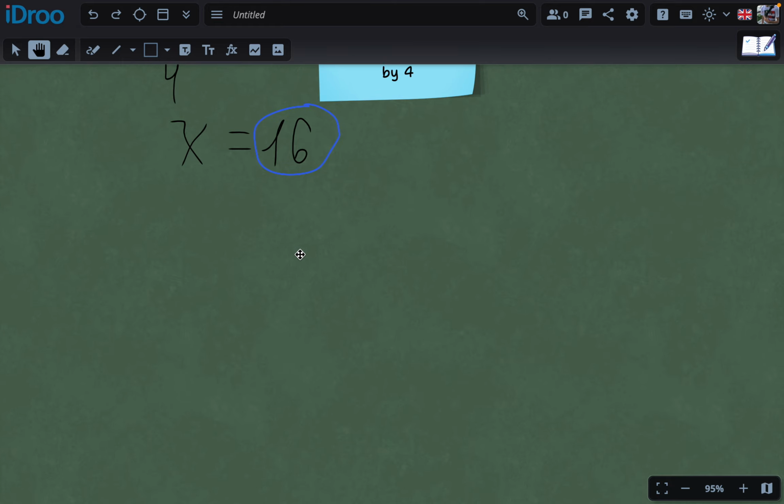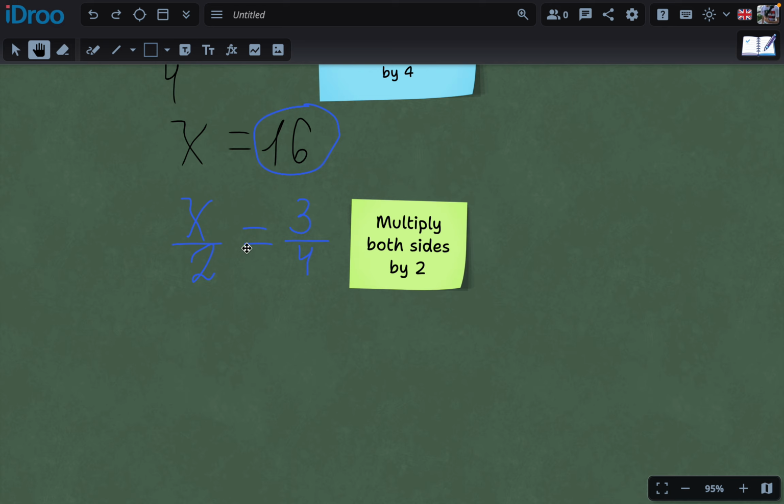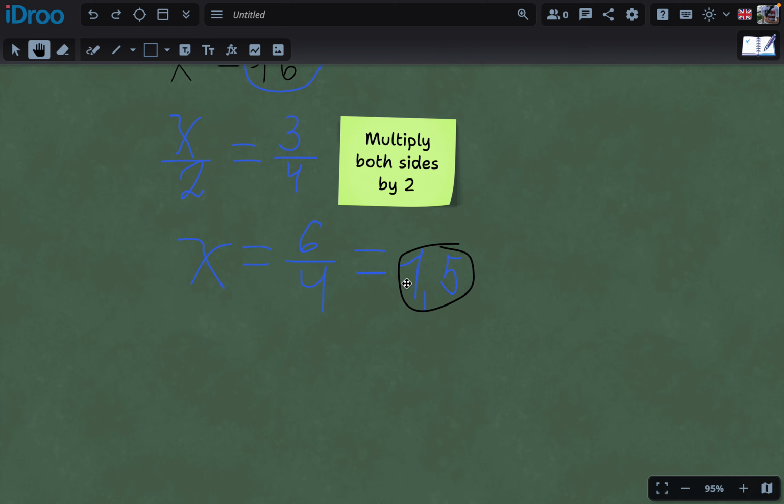So now, fractions on both sides. Let's do this example. To solve it, we need to multiply both sides by 2. Here we get the value of x, which equals 6 over 4, which also equals 1.5.